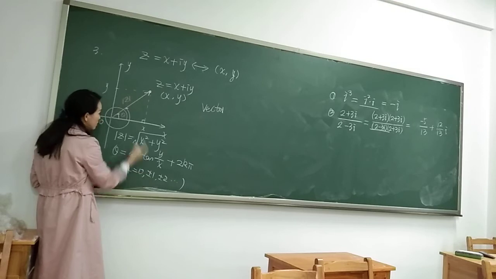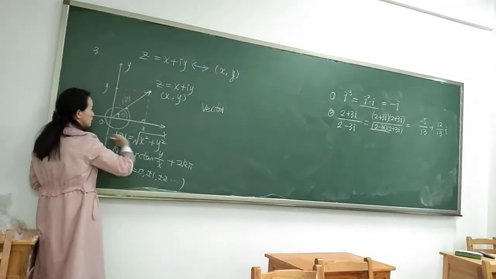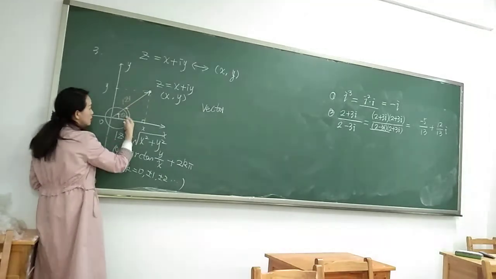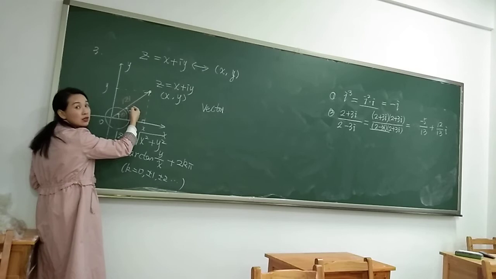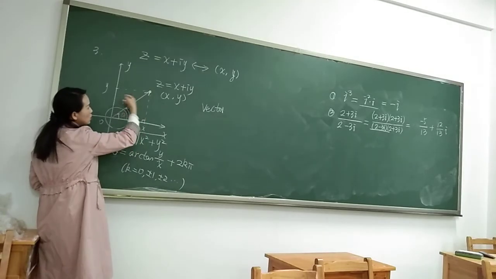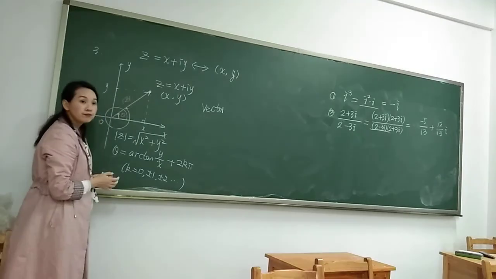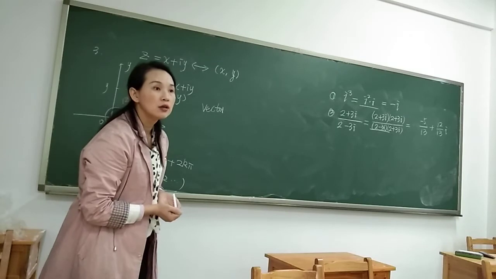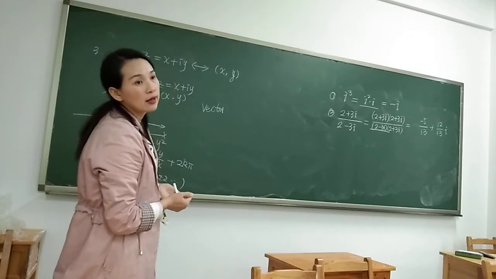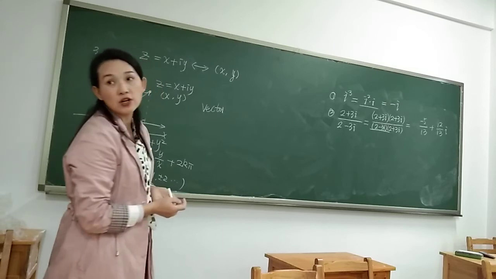If k is 1, it's this bigger theta. If k is 2, two circles, then theta. Three circles, then theta. So k is always a constant, an integer. Understand? Any question?